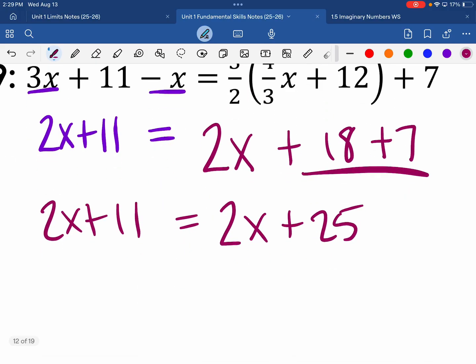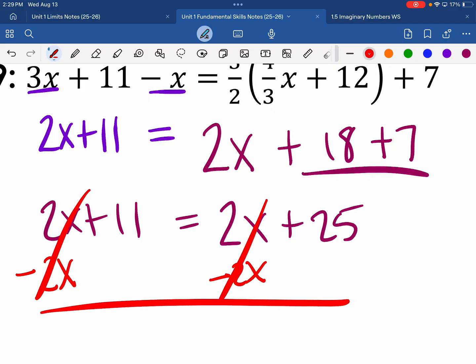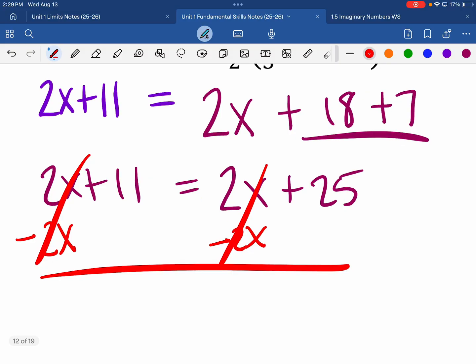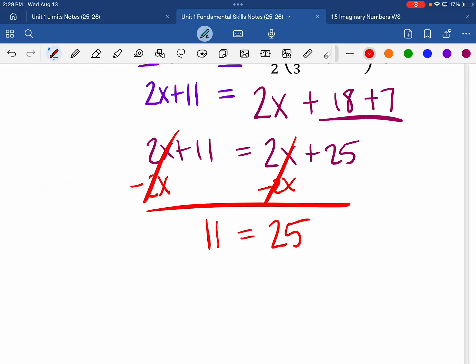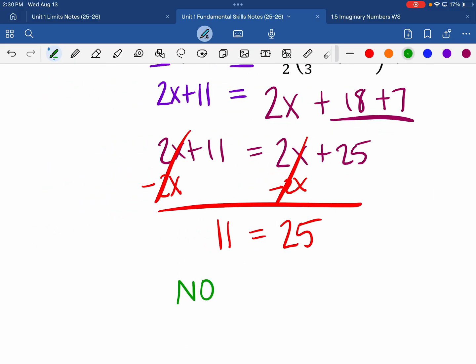All right, after you simplify both of your sides, we want to get our letters together. So what happens when I move my 2x? You get 0 and they both cancel. So what are you left with on the left side? 0 plus 11. And then on the right side, 25. Does 11 equal 25? No. So your answer would be no solution.